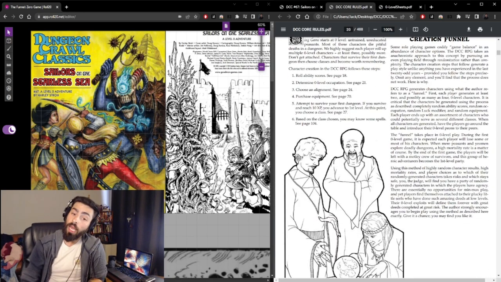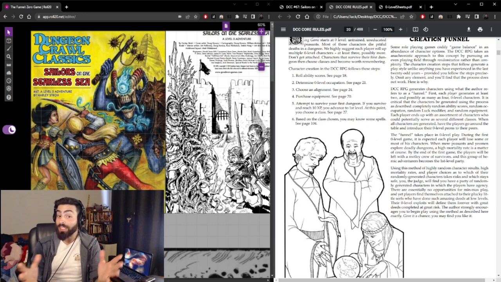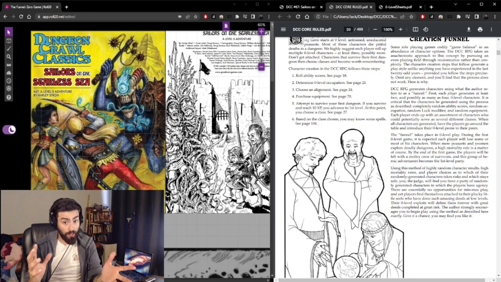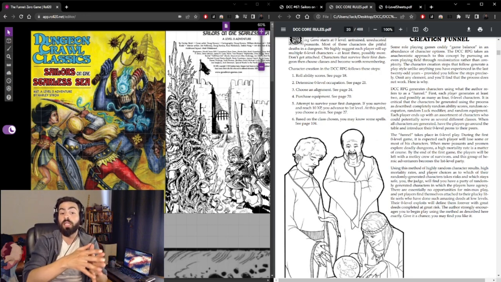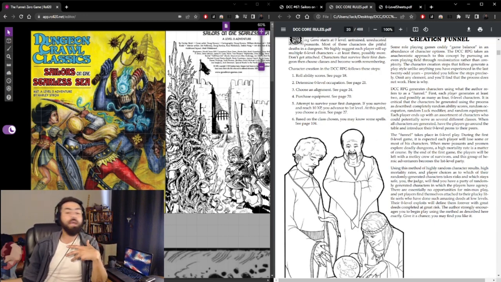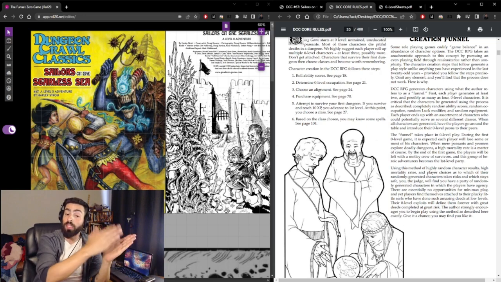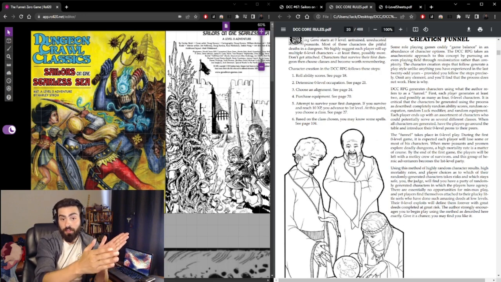Choose an alignment. Alignment in DCC is very simple. You have lawful, neutral, and chaos. It doesn't really matter until you are being healed by a cleric. Clerics of different alignment will heal different numbers for characters being healed by that. So if you have the same alignment, you'll get the max. If you have one step difference, it'll be a little less.